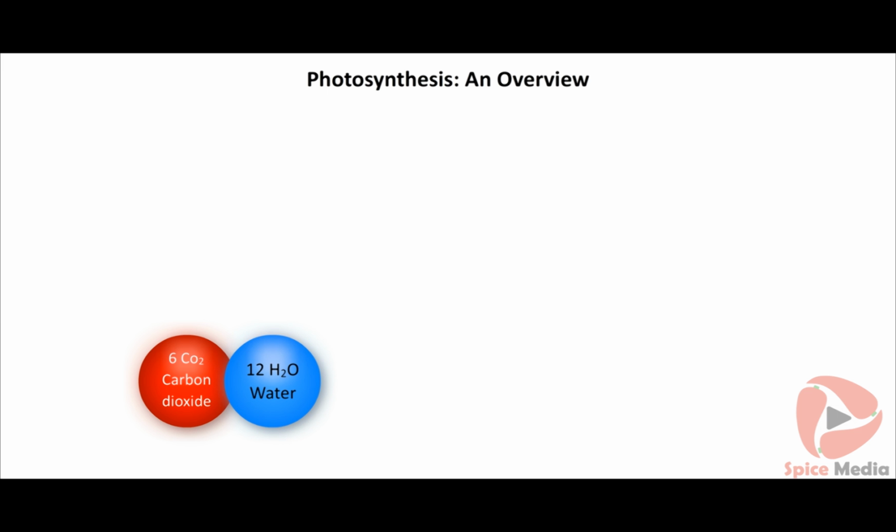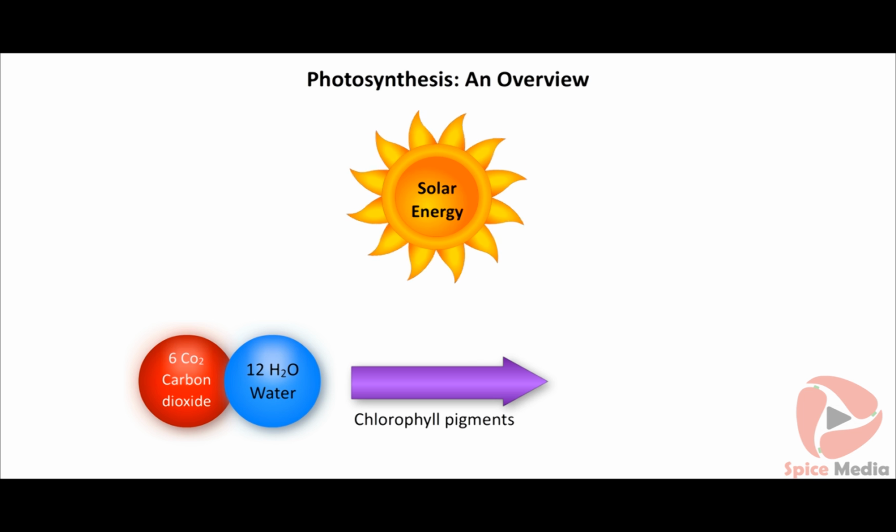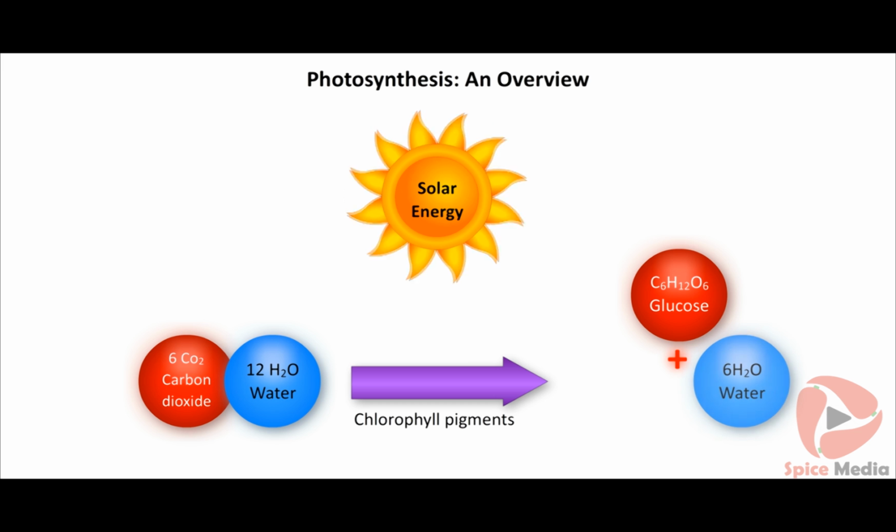Let us see the overall chemical reaction of photosynthesis. 6 molecules of carbon dioxide combine with 12 molecules of water in the presence of sunlight. With the help of chlorophyll pigments, it is converted to 1 molecule of glucose, 6 molecules of water, and 6 molecules of oxygen.